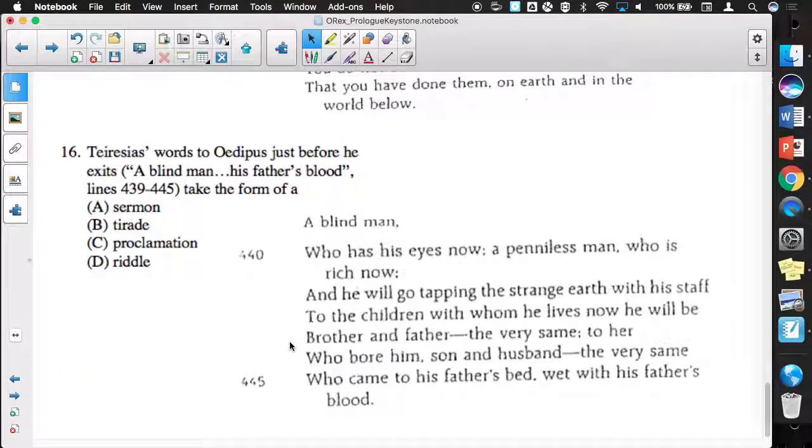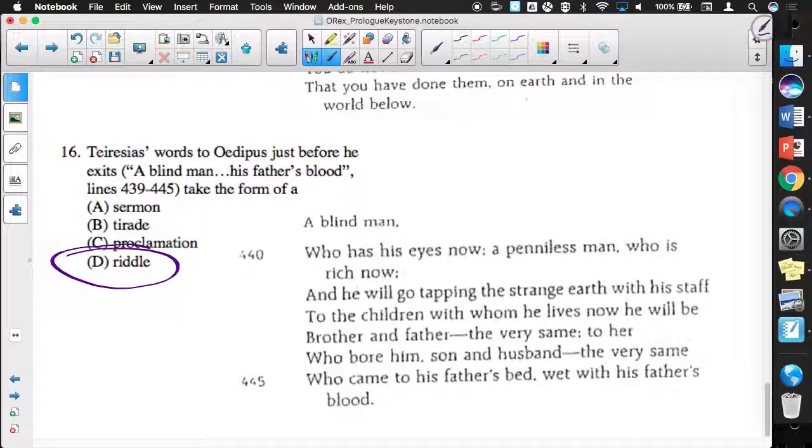Number 16, this one went very well. 93% of you were able to get this one correct because he is taking the form of a riddle. Riddle is number 16. All right?